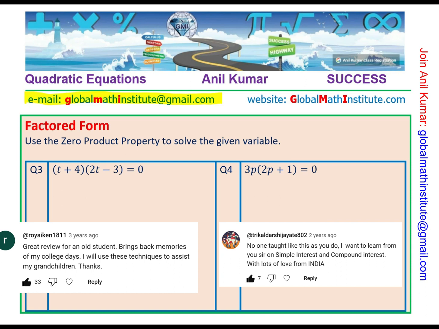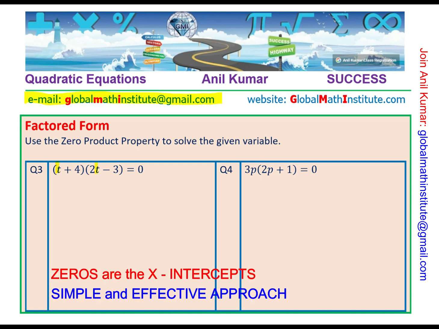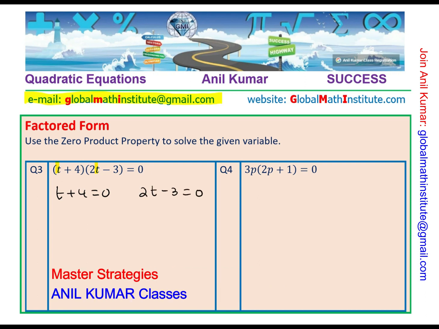Okay, so this time we have an equation where the variable is t. So the variable could be anything, right? In this case, when you multiply t plus 4 with 2t minus 3, you get 0. It really means that t plus 4 equals 0 and 2t minus 3 equals 0, right?